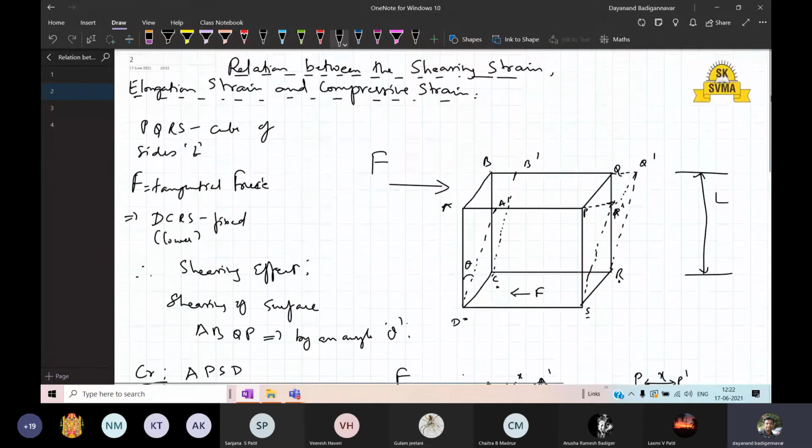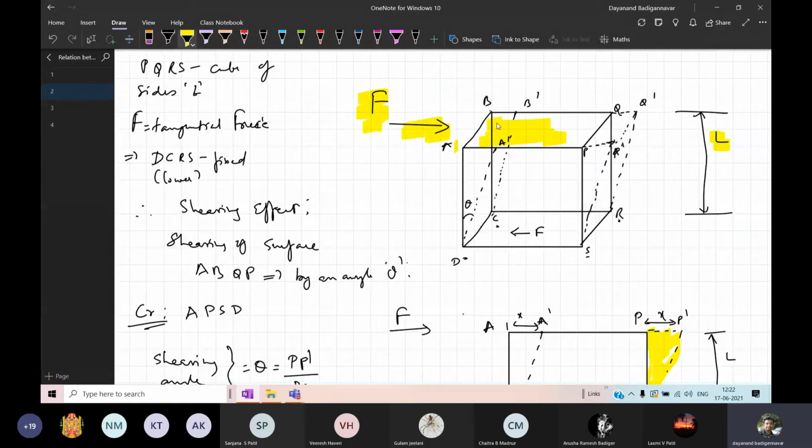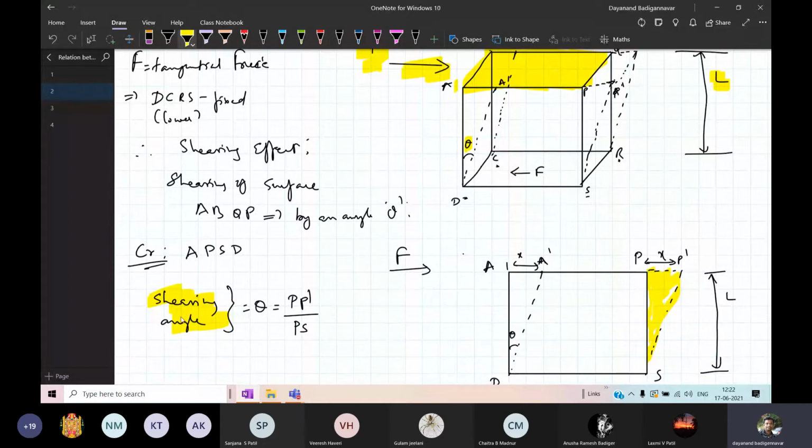Again, I will tell you what happens. I have a cube whose sides are L. Keep in mind whose sides are L. This is the length of the cube. I have applied a force. Due to the application of the force, shearing effect has taken place. The surface ABQP, this is the top surface. You can see here the top surface is sheared. That means it is under some force. Therefore, there is a shearing effect. Due to the shearing, there is a displacement theta. This is the angular displacement, what we call. This theta is called the shearing angle. So it is given by P dash by S.